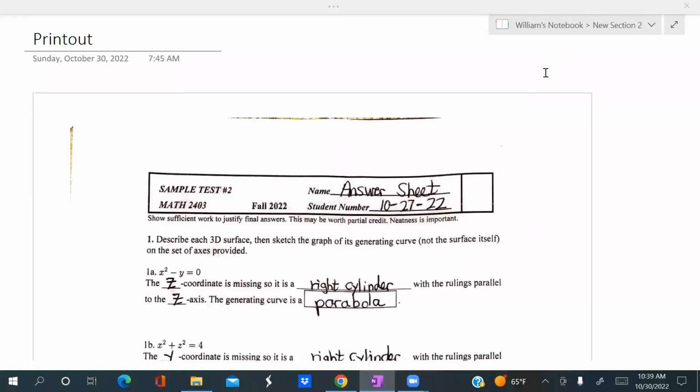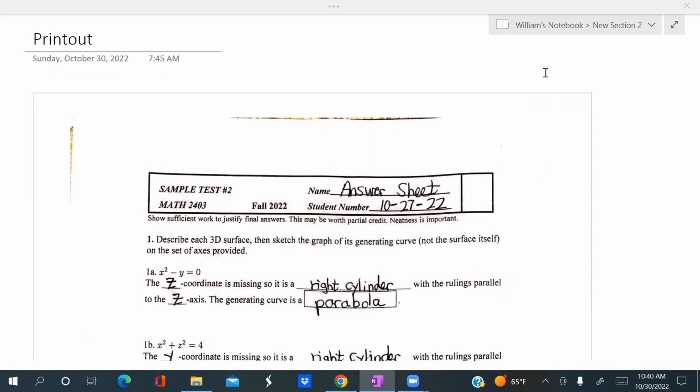Hello, class. Like last time, since we don't have much time to review in class, I wanted to go over a few of the problems from the sample test for our test number 2, which is coming up on Wednesday, November 2nd, next Wednesday. So I know you guys are all aware of that test.